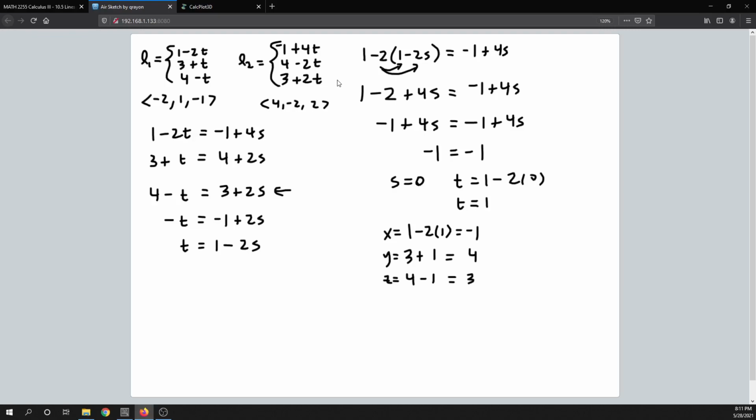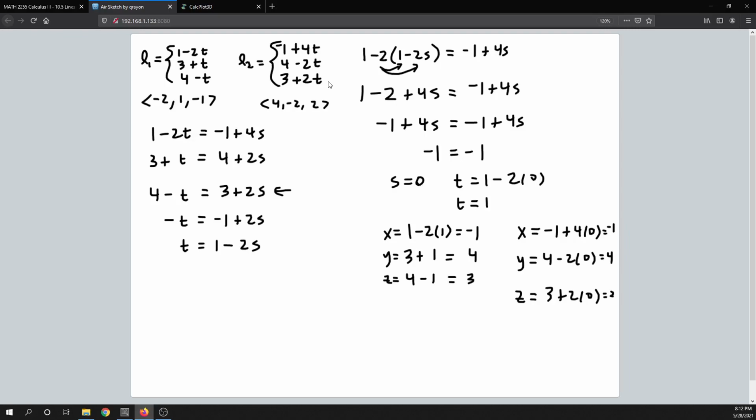And then the value for s, I'm going to plug that into these values right here. And actually you can see I'm going to get the same. If I plug in negative 1 plus 4 times 0, y equals 4 minus 2 times 0, and z equals 3 plus 2 times 0, like so. Now you can see I get exactly the same values. I get negative 1, 4, and 3.